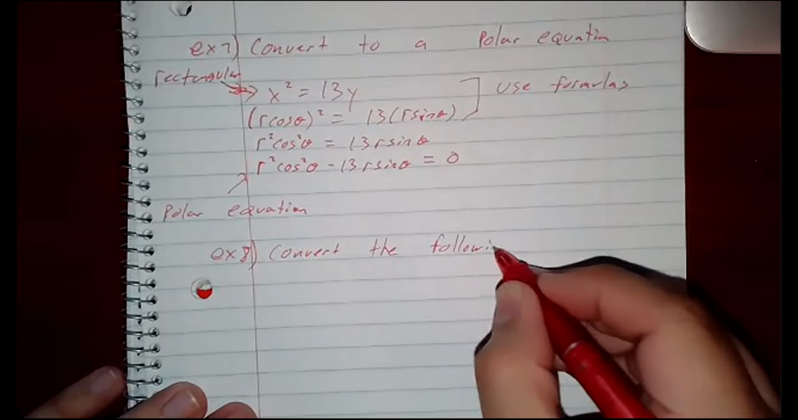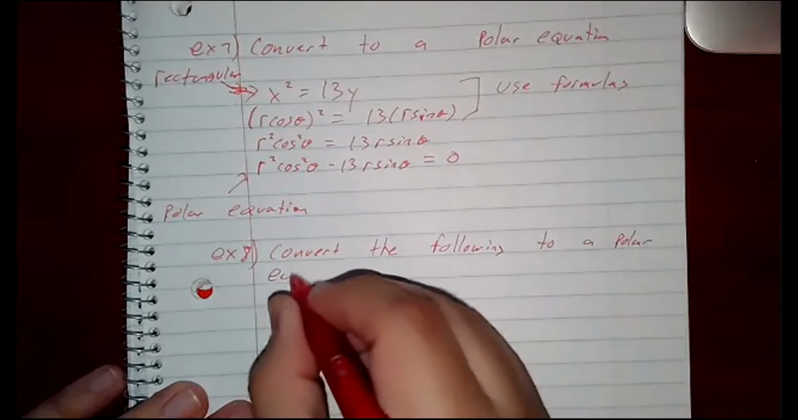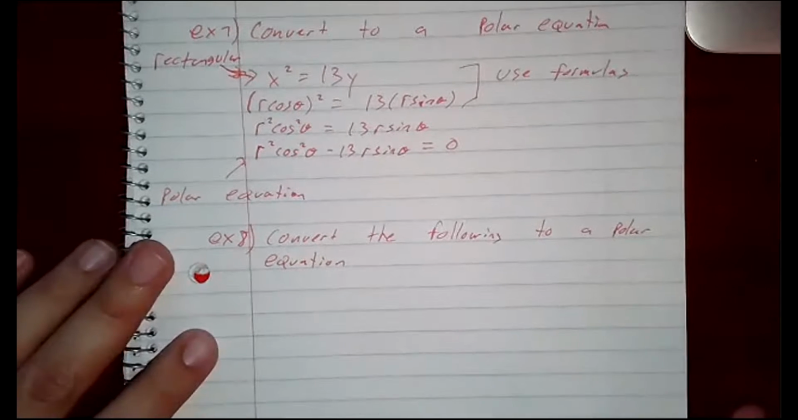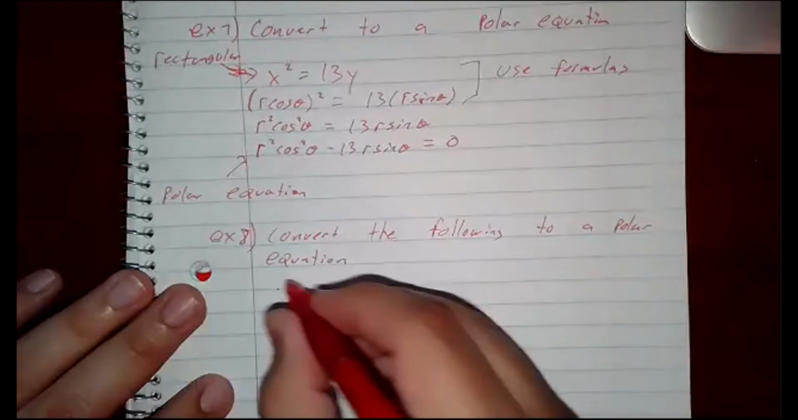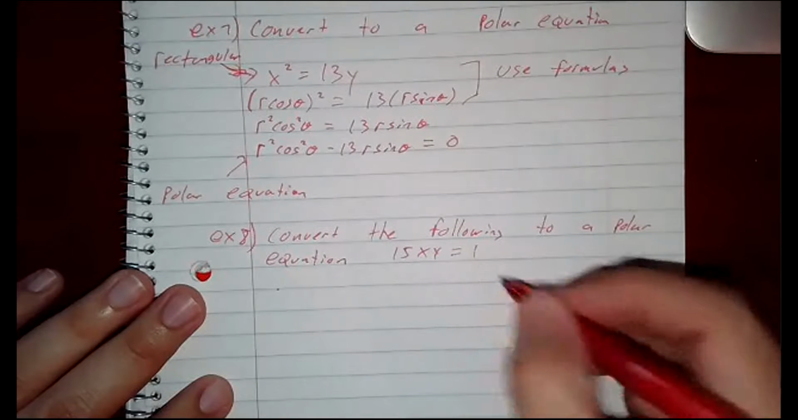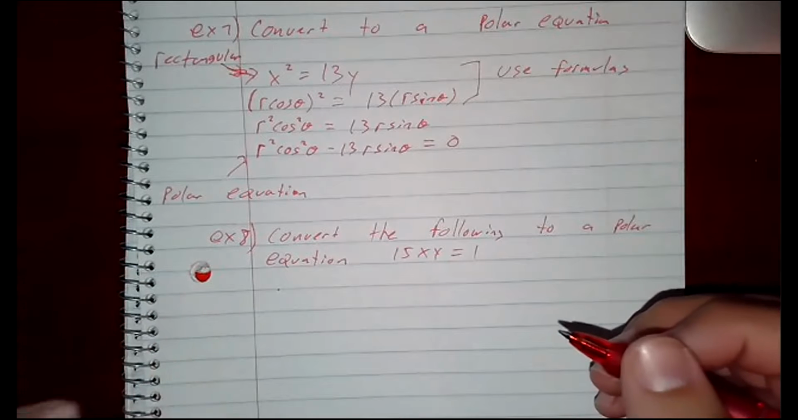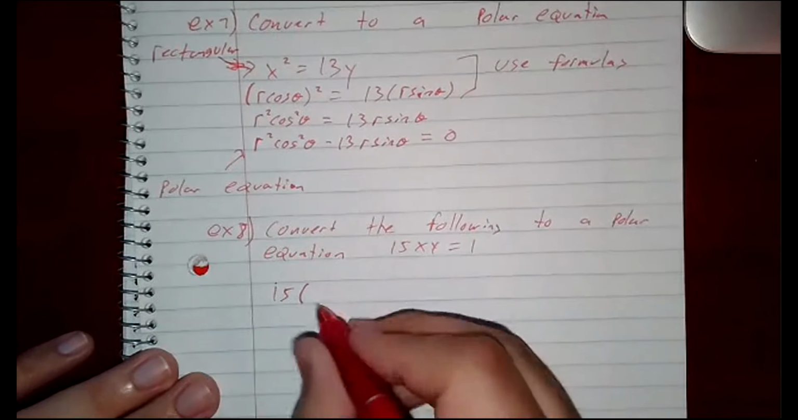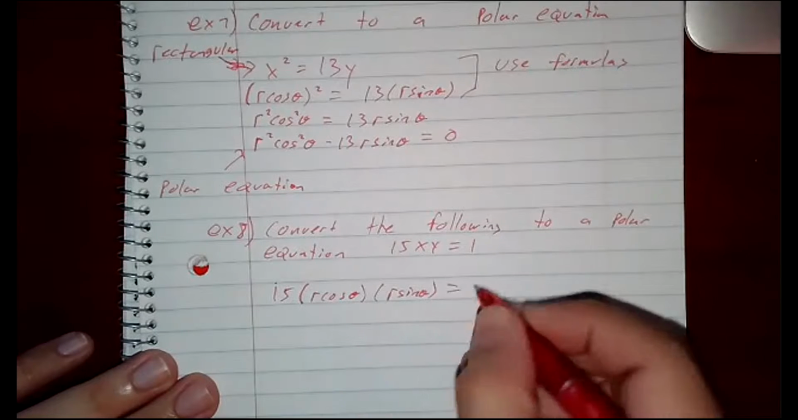So convert the following to a polar equation. Let's do one more. I'm trying to do all the ones that I saw in your homework or similar problems, so you have an example. So this will be 15xy equals 1. Just go ahead and plug in x and y as r cosine, r sine, and see what happens. It'll be 15 times r cosine theta times r sine theta equal to 1.